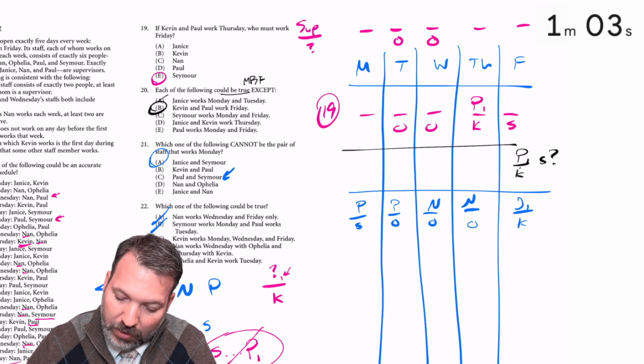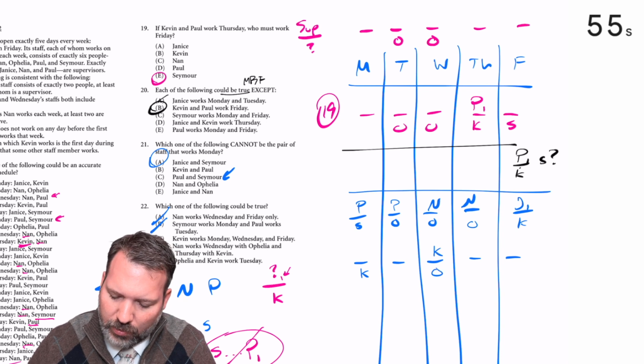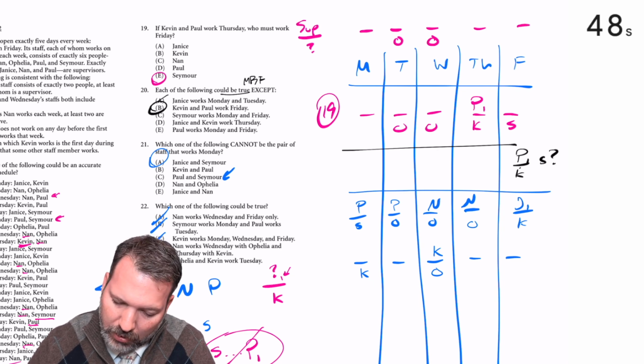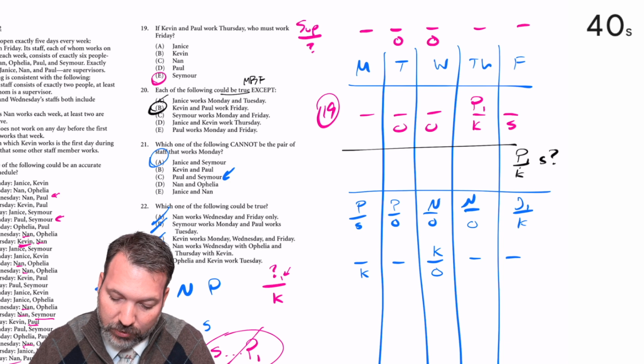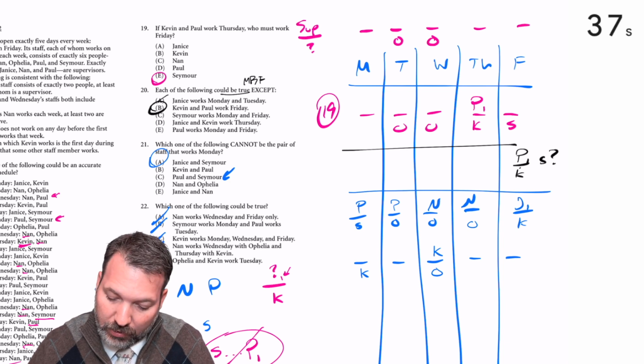Kevin works Monday, Wednesday, and Friday? That does not seem possible. Kevin can't go on Wednesday with Ophelia, because then there's no supervisor that day. Plus, that's not Ophelia's first day anyway, so that's no good. Nan works Friday. Nan works Wednesday with Ophelia and Thursday with Kevin. That's not possible, because then it's not Nan's first day when she's on Thursday with Kevin.